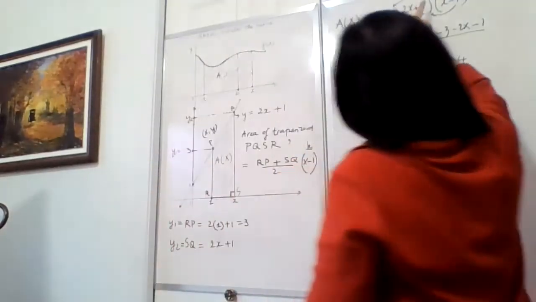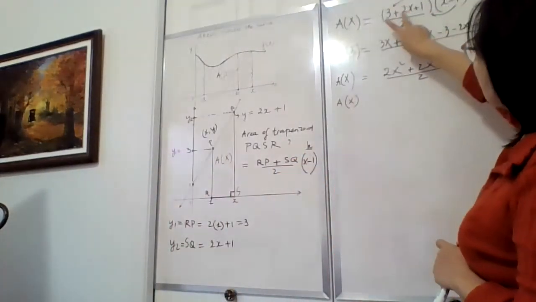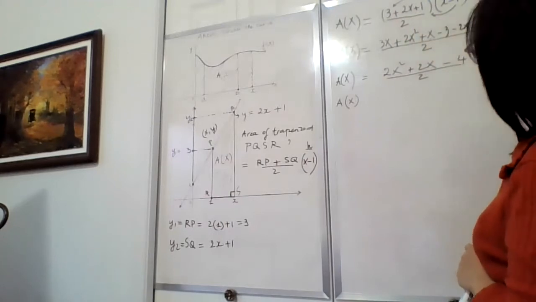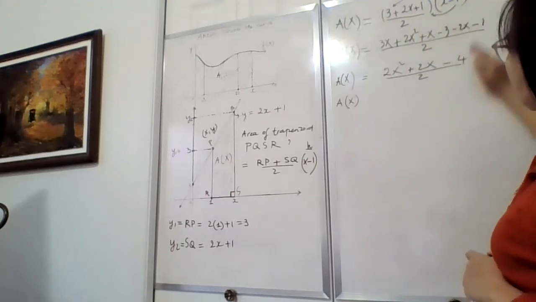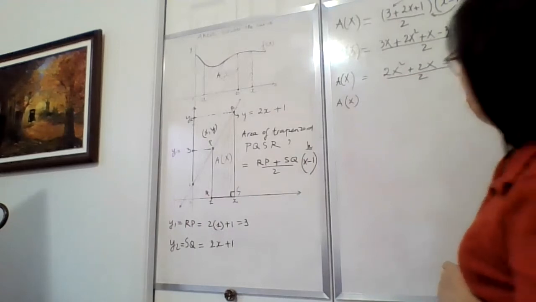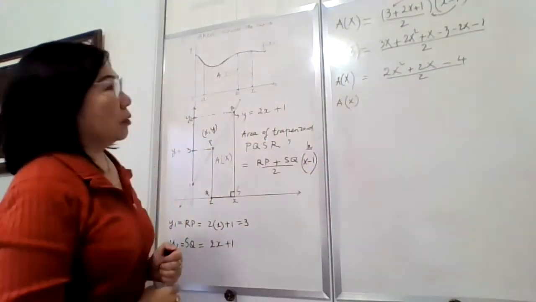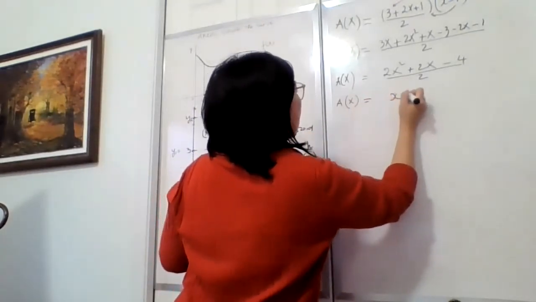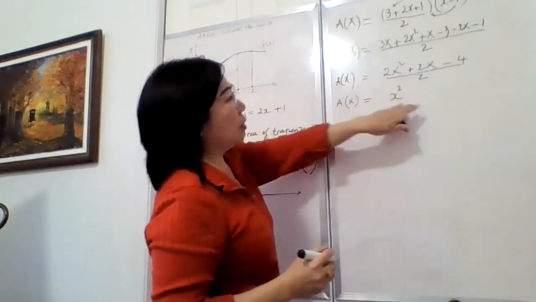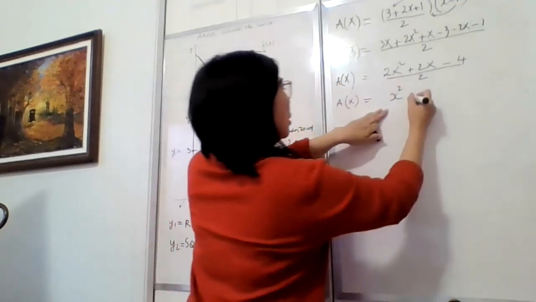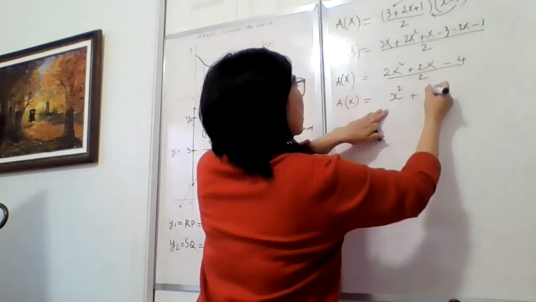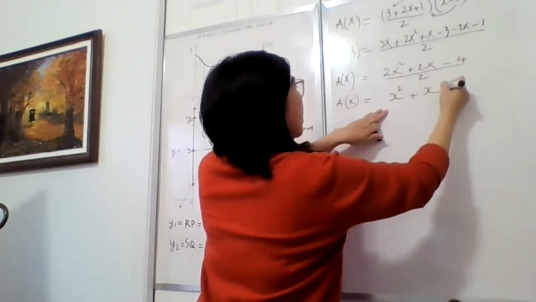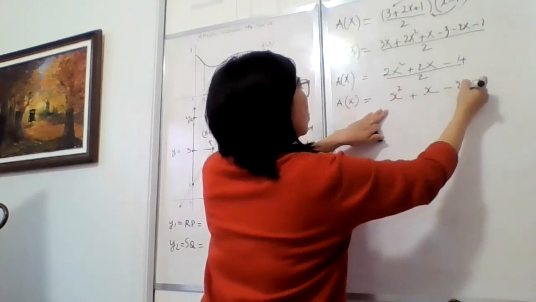So we have this divided by 2 times with this. Okay, so simplify this. I have x squared, right? Because 2 divided by 2 is 1. So 1x squared plus 2x divided by 2 is just x. Minus 4 divided by 2 is minus 2.